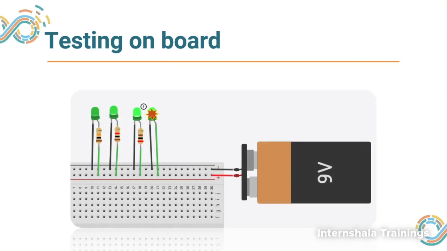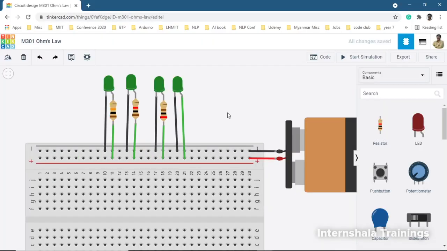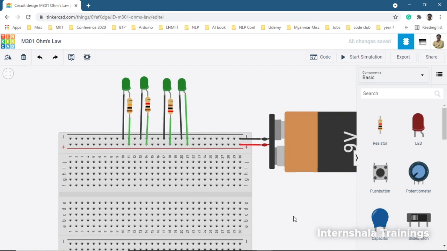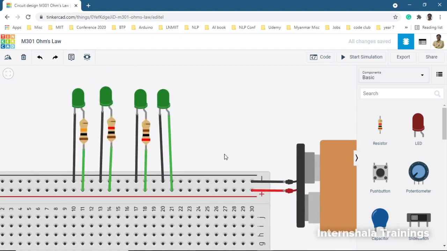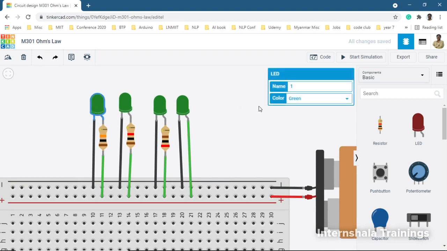So now we are going to test these principles using a very simple circuit on Tinkercad. So we have a simple circuit. I have a 9-volt battery connected with 4 LEDs. All these are green LEDs. Cathode of each LED, this terminal is cathode, the black one, is connected to the ground, and anode of each LED is connected to 9 volt. All of them are forward biased.